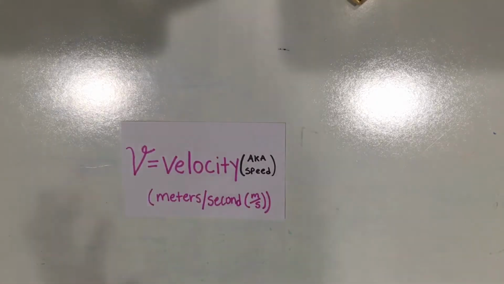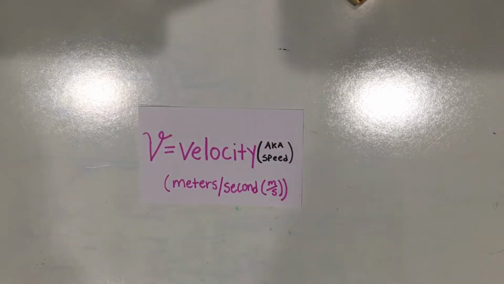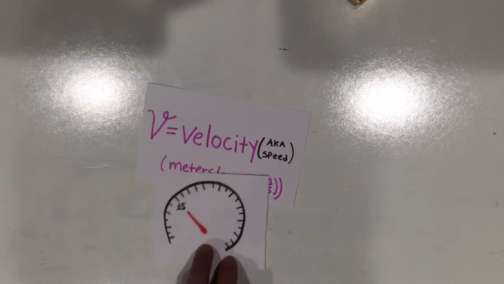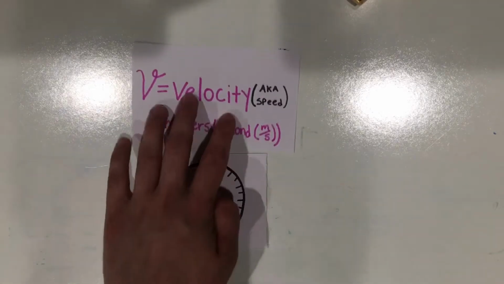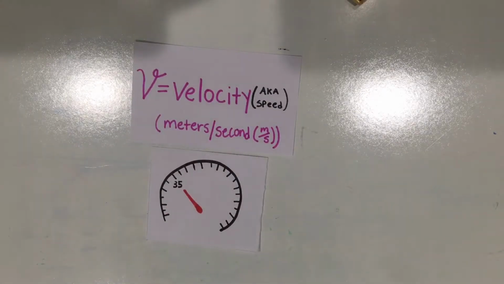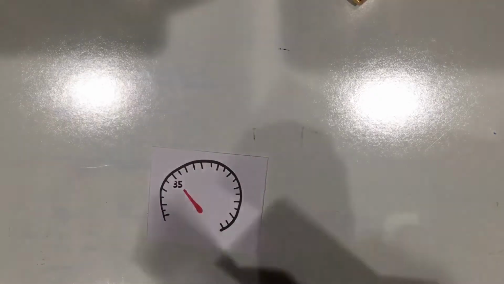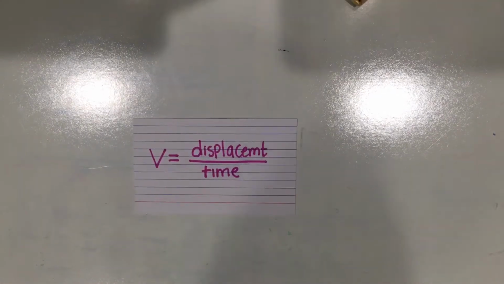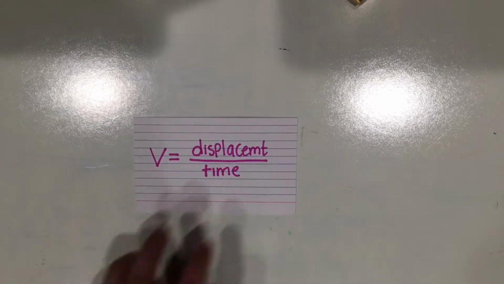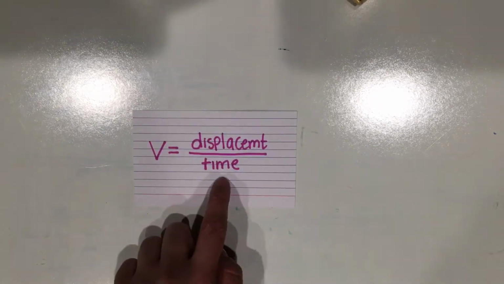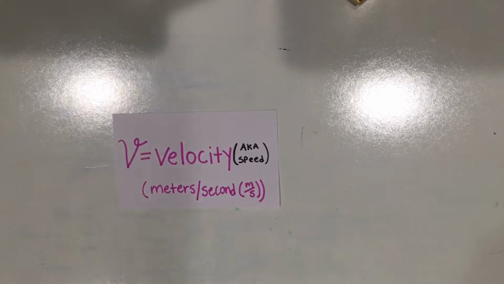Next, for our kinematic equations, we have something called velocity, which is something you've probably heard of. This is also referred to as speed in many word problems. The units for velocity are meters per second. A common example of velocity would be your speedometer. That tells you the velocity you're traveling, and it is also known as the speed you're traveling. The equation for velocity is displacement over time. As we just mentioned, we have displacement in meters and time in seconds, so your velocity is always going to be in meters per second.